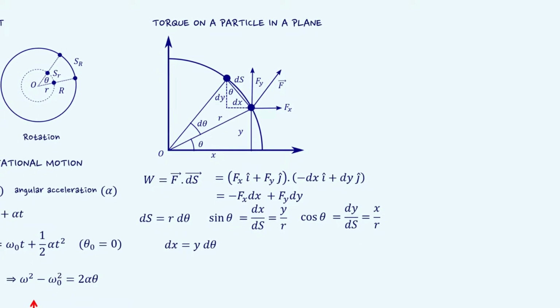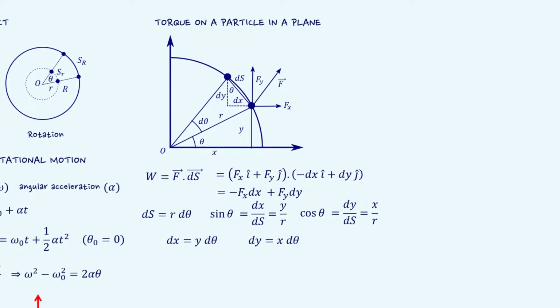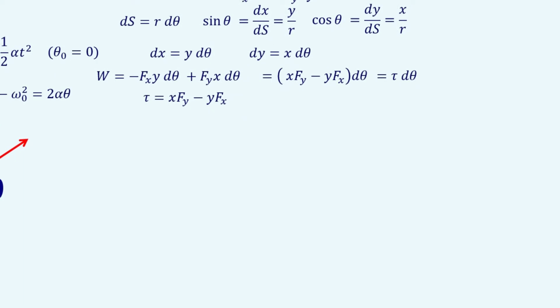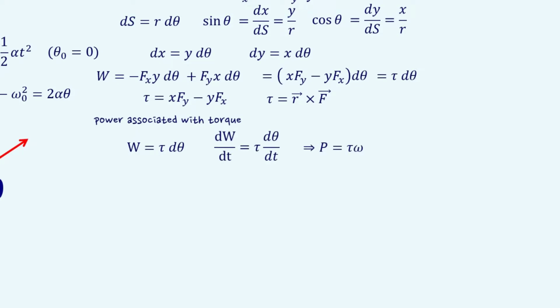With certain mathematical steps, we can represent the same work done in terms of some quantity times the angular displacement as W equal to (x Fy minus y Fx) times d theta. This says torque must be x Fy minus y Fx. It suggests the expression for torque is going to be tau equal to r cross F. From the above representation of work done in terms of torque and angular displacement, we can also evaluate power associated with torque as P equal to tau times omega, where omega stands for angular velocity.